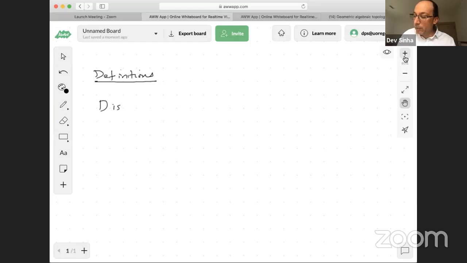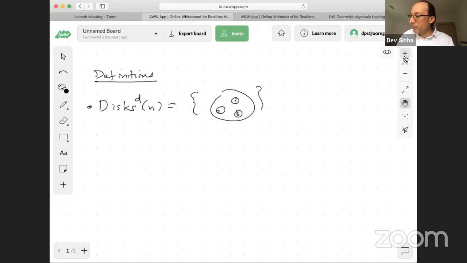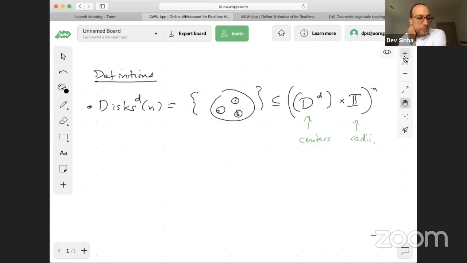So disks in dimension D, the nth entry of that operad is a space where a point in the space is a collection of disks, and that's just some subspace I won't bother writing out, but it's a subspace of, well, I've got the centers, which are points in the disks, and the radii. So these are centers and radii, and you just topologize it as a subspace.